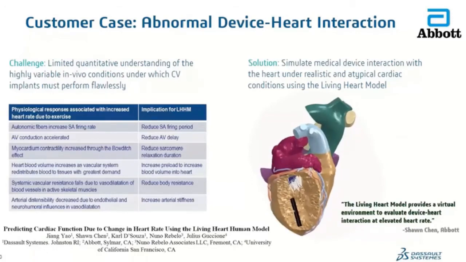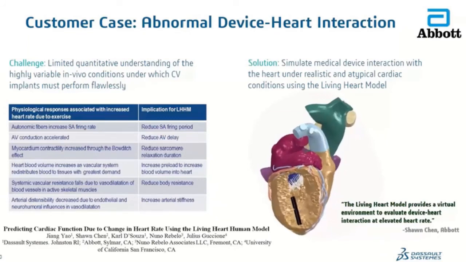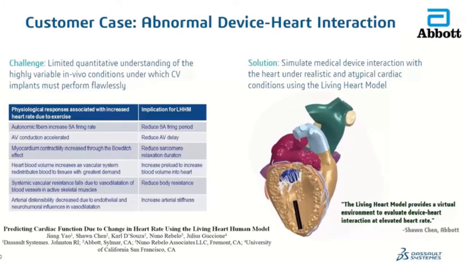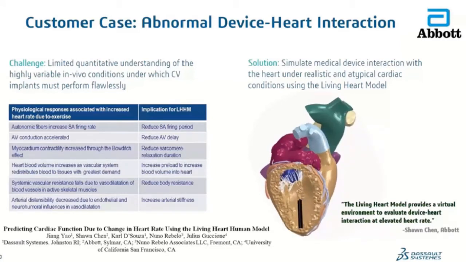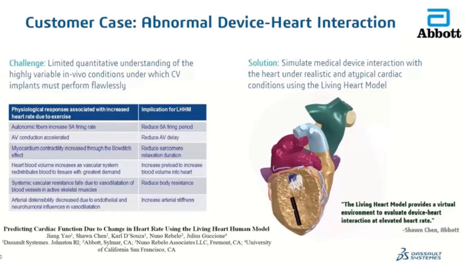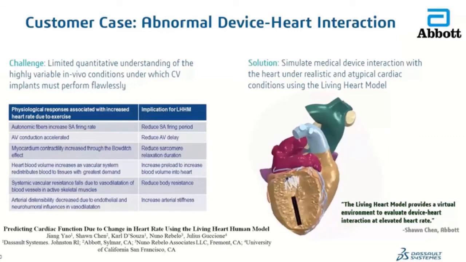Now I'd like to conclude this section by briefly mentioning that Abbott has been using the Living Heart model to evaluate a new generation of cardiovascular implants, which of course must perform flawlessly under all possible in vivo operating conditions. In particular, they were trying to understand device behavior under exercise conditions, which, as you can see from the table shown here, features a number of changes to cardiac physiology that need to be modeled accurately.